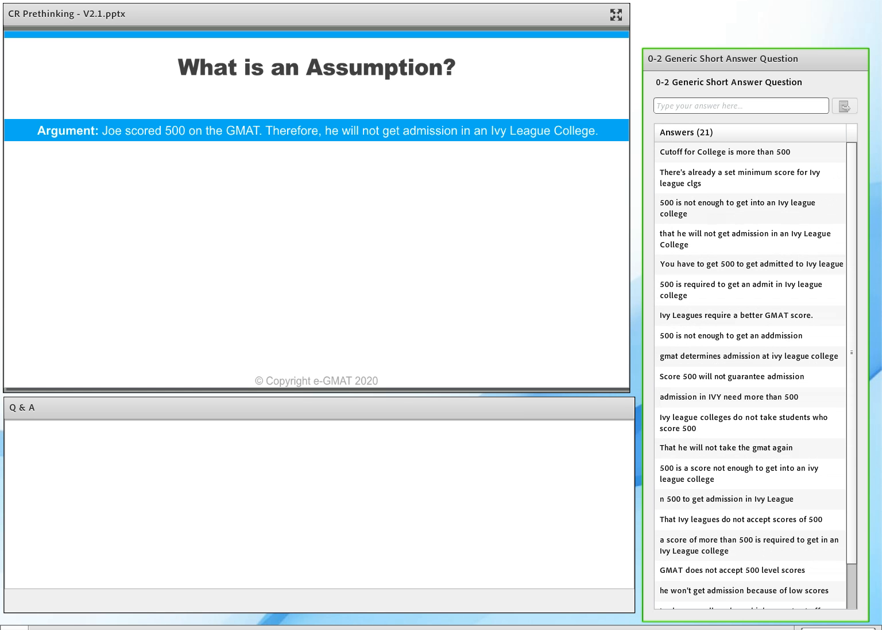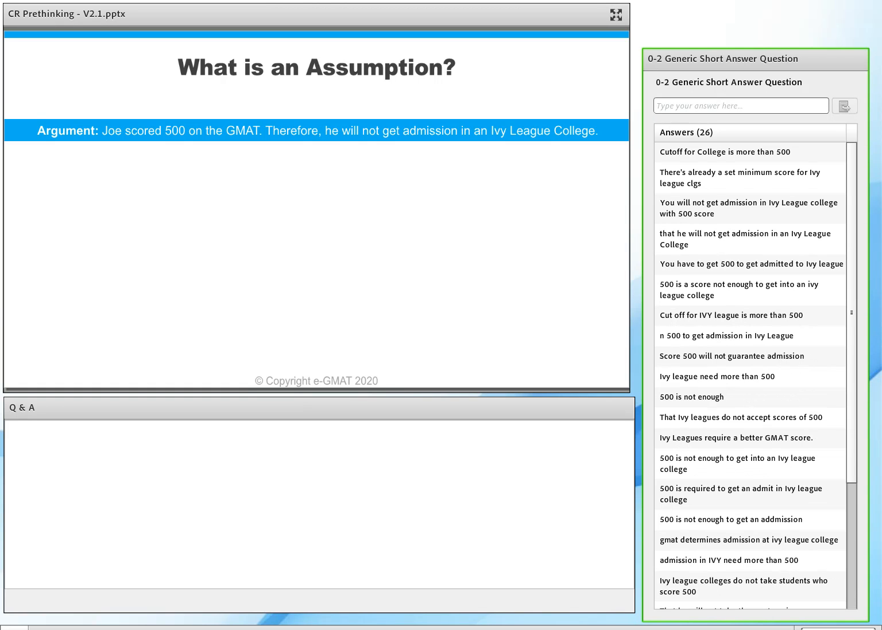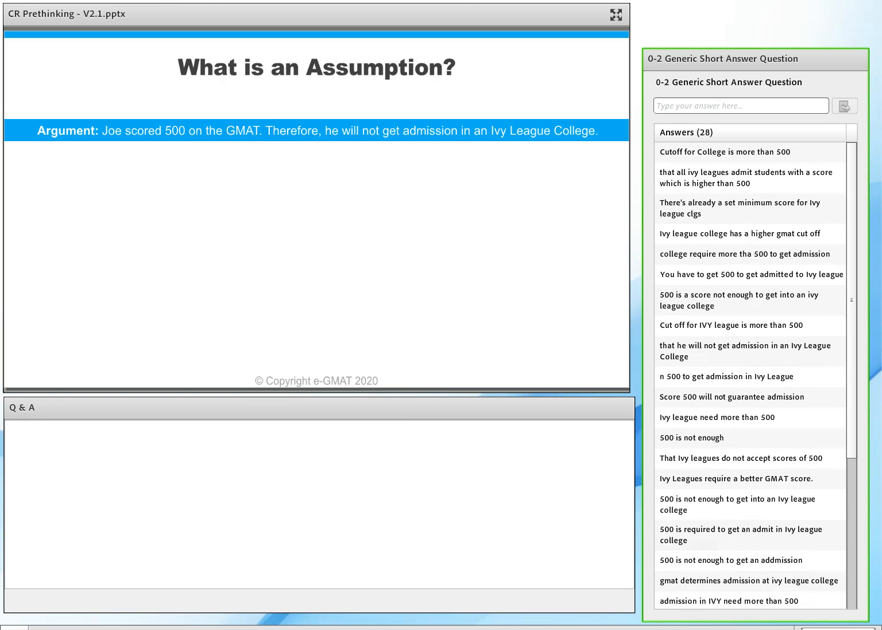Guys, not in the Q&A pod. The pod below the presentation is the question and answer pod. That's for your questions. It's your questions and our answers, and not the other way around. The pod on the right is where you put in your answers.